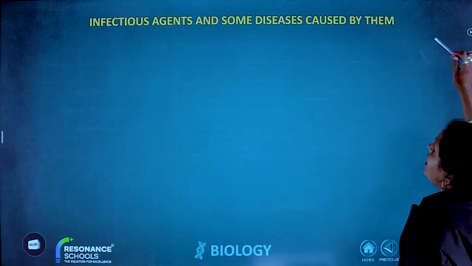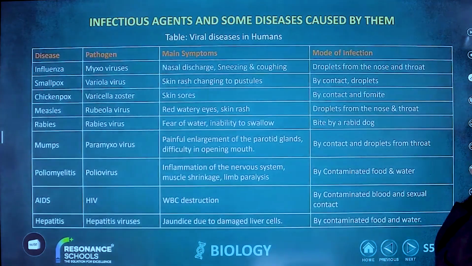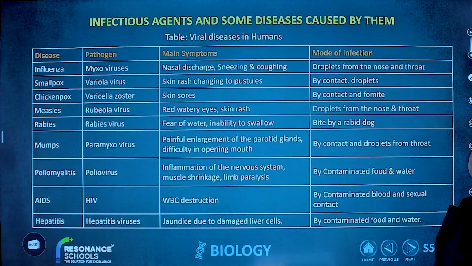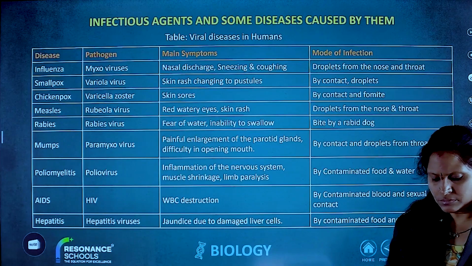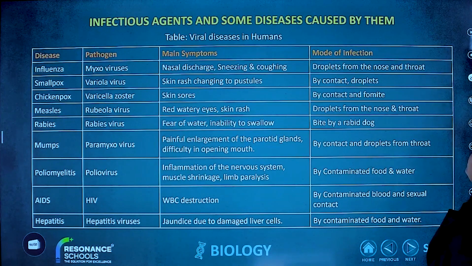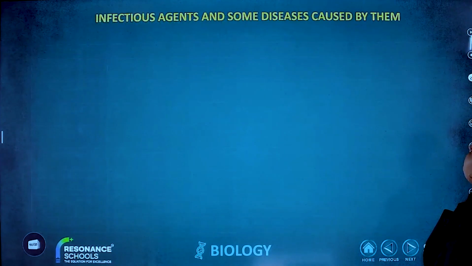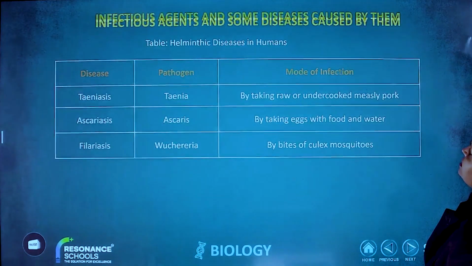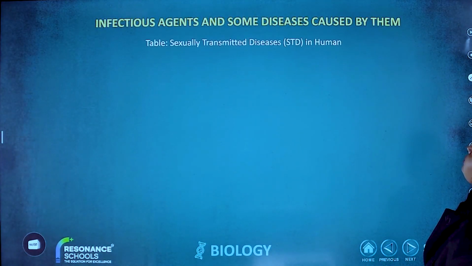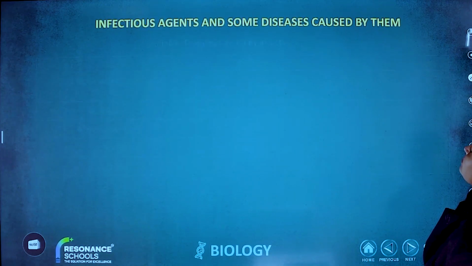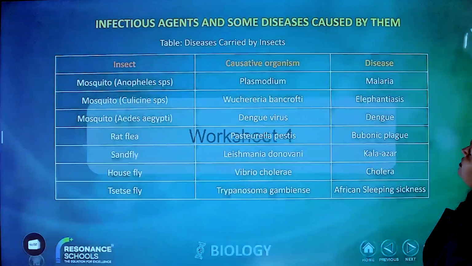Okay. Now let us talk about viral diseases. In the next class... what is the time now? Let me check the time. Five more minutes are left. We can cover one more. Now let us see how many are there. Viral diseases are there. Next, bacterial diseases. Helminthic diseases. Sexually transmitted diseases. Diseases carried by insects. That's it.